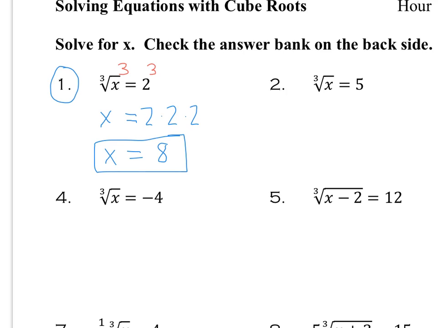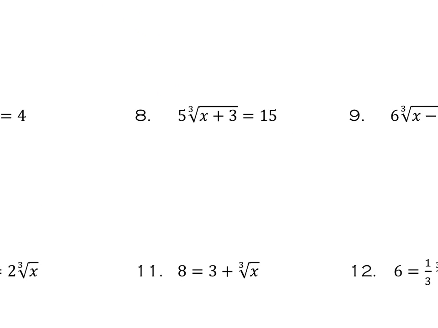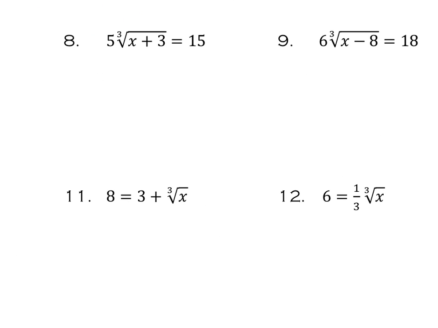Now that's a pretty simplistic one. Let's move down to something a little more challenging. Let's take a look at number 8. Now to solve this, it's the same idea as number 1. We want to get the radical on one side and everything else on the other side. So right now we have a 5 and the radical on the left side. We need to get rid of that 5. So let's divide both sides of the equal sign by 5.